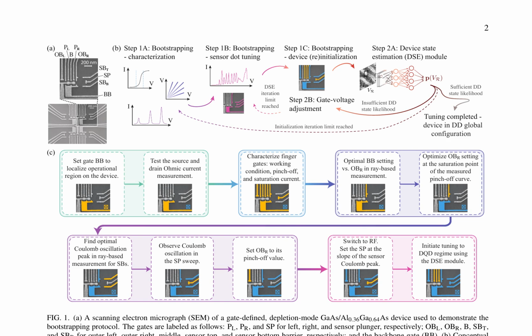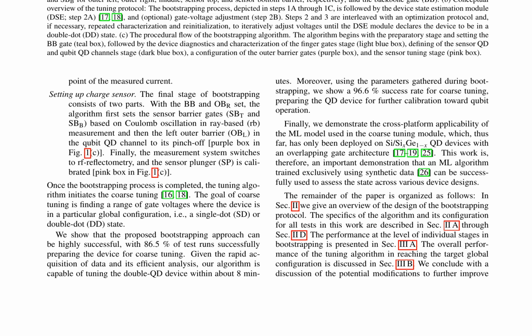Given the rapid acquisition of data and its efficient analysis, the algorithm is capable of tuning the double QD device within about 8 minutes. Moreover, using the parameters gathered during bootstrapping, they show a 96.6% success rate for coarse tuning, preparing the QD device for further calibration toward qubit operation.